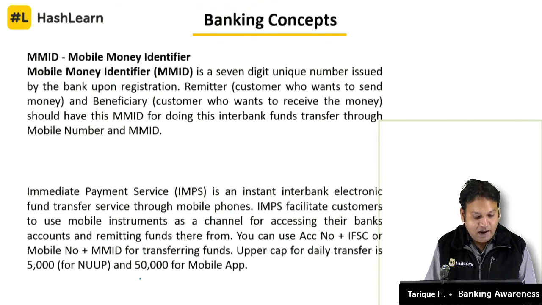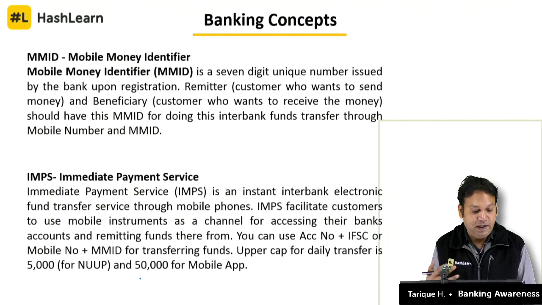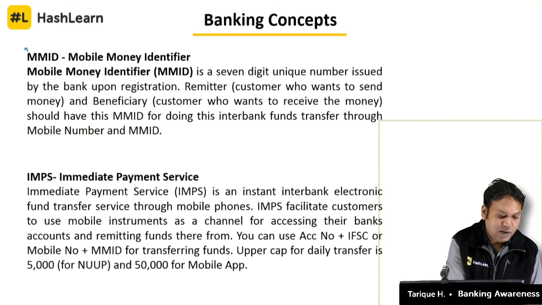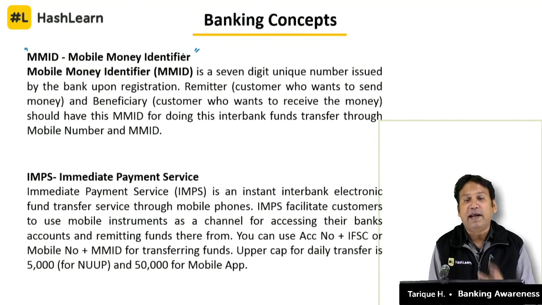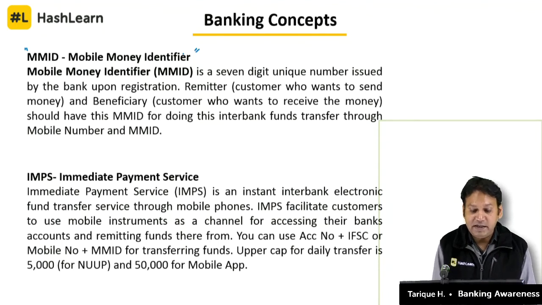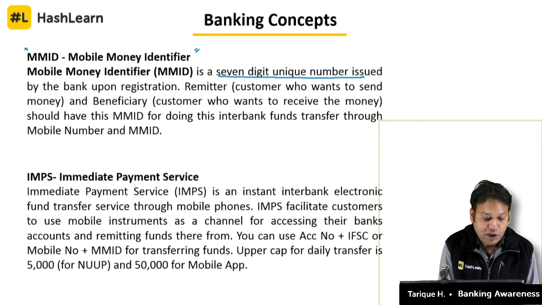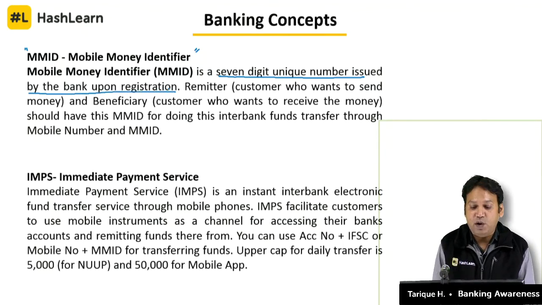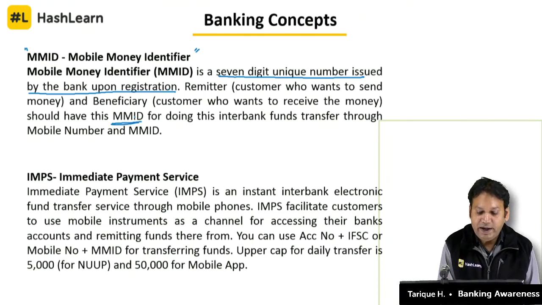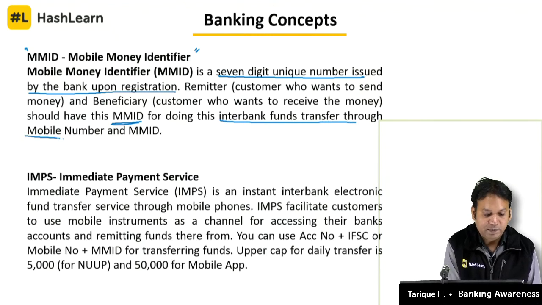Next is, what is MMID and what is IMPS? Full forms. You can get questions based on full forms in the exam. MMID is Mobile Money Identifier. Every bank has the MMID in its app, and it's a 7-digit unique number issued by the bank upon registration. The remitter, the customer who wants to send money, and the beneficiary, the customer who is receiving money, should have this MMID for doing interbank fund transfer through mobile number.